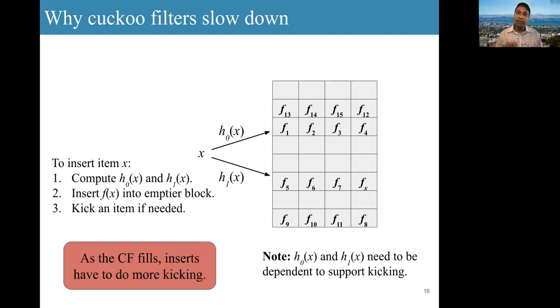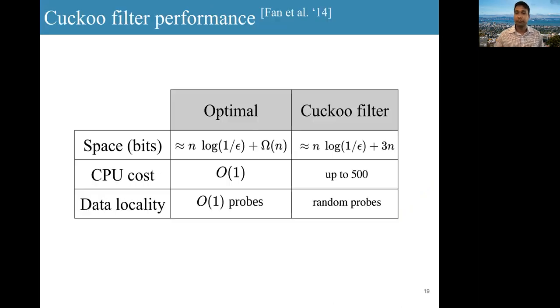Now, as the cuckoo filter data structure becomes fuller, the number of random kicks that has to be done for any insert operation increases. And that is the main reason behind the slowdown in the insert performance of the cuckoo filter data structure. In the worst case, the number of kicks can be up to 500 before they call the data structure full. So the random probing and the kicking around during an insert operation is the main reason behind the slowness in the cuckoo filter.